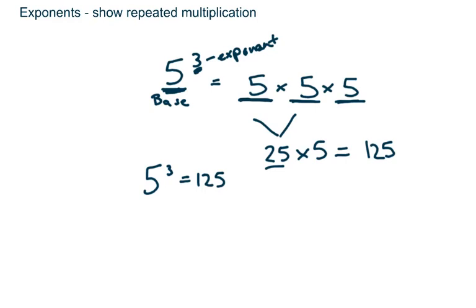Now there's a couple of different ways that you can show this. A couple of different forms. We talked about word forms before, or number forms before. The first is exponential form. 5 to the third power is the exponential form for this particular problem. Word form would be writing that out. 5 to the third power.